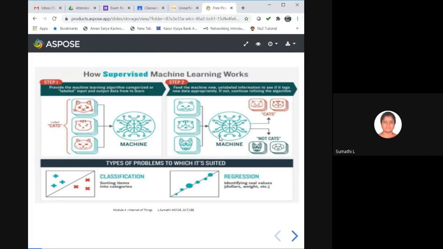Based on this, I have given two simple problems which can be handled: one is classification, and another is regression. What is classification? See here, it learned cat, right? If I was given cat and dog, and I give an image, it will be able to classify whether it is a cat or dog. That is nothing but sorting items into categories. You call it classification, which we will take up in detail in the next session.